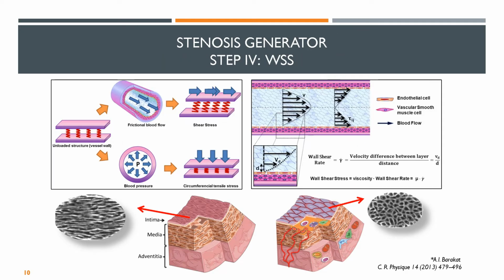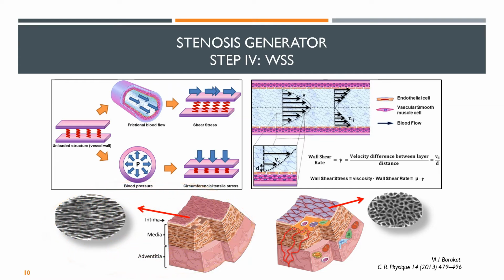One of the main variables we can compute is the wall shear stress. The wall shear stress is the tangential force of the fluid on the intimal layer of the artery. Wall shear stress is related to the viscosity of the fluid and the wall shear rate. Normal values of the wall shear stress cause the intimal cells to be aligned in the direction of the fluid, as you can see in the picture below to the left.